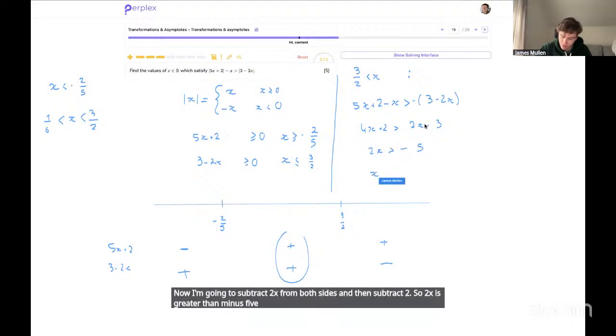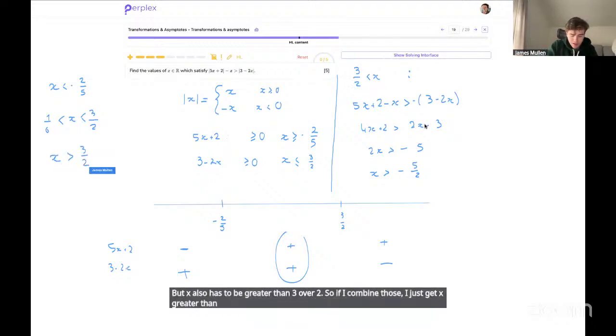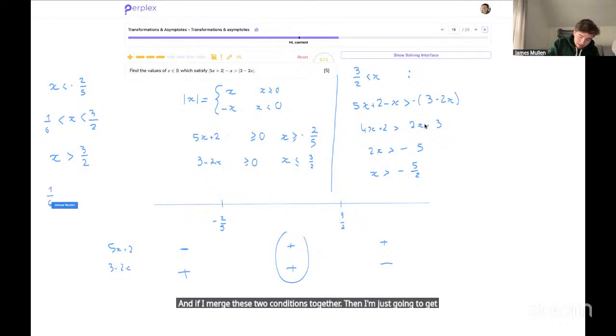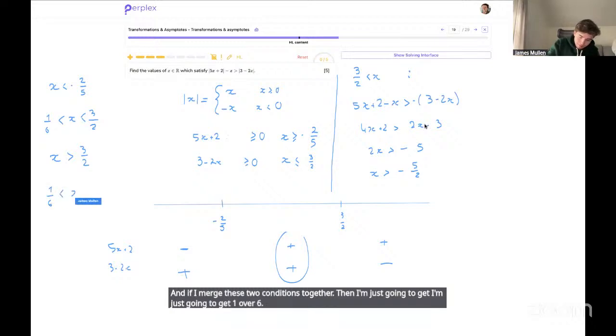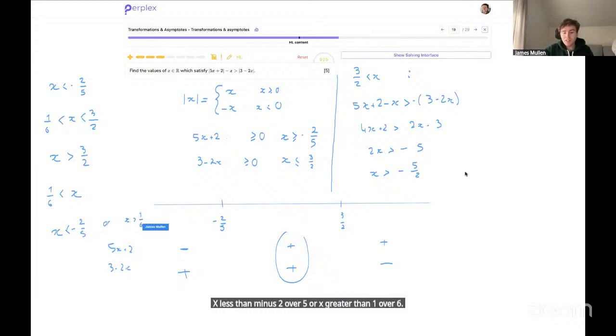So x is greater than minus 5 over 2. But x also has to be greater than 3 over 2. So if I combine those, I just get x greater than 3 over 2. And if I merge these two conditions together, then I'm just going to get 1 over 6 less than x. Okay, so that is what happens when I merge those. So the final answer would be x less than minus 2 over 5 or x greater than 1 over 6. All right, that was a bit of a mess.